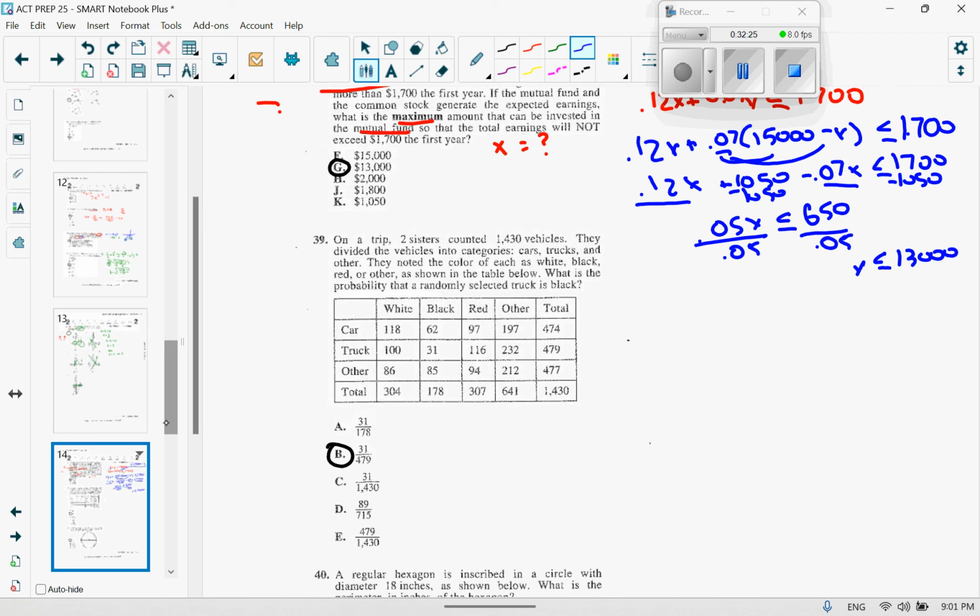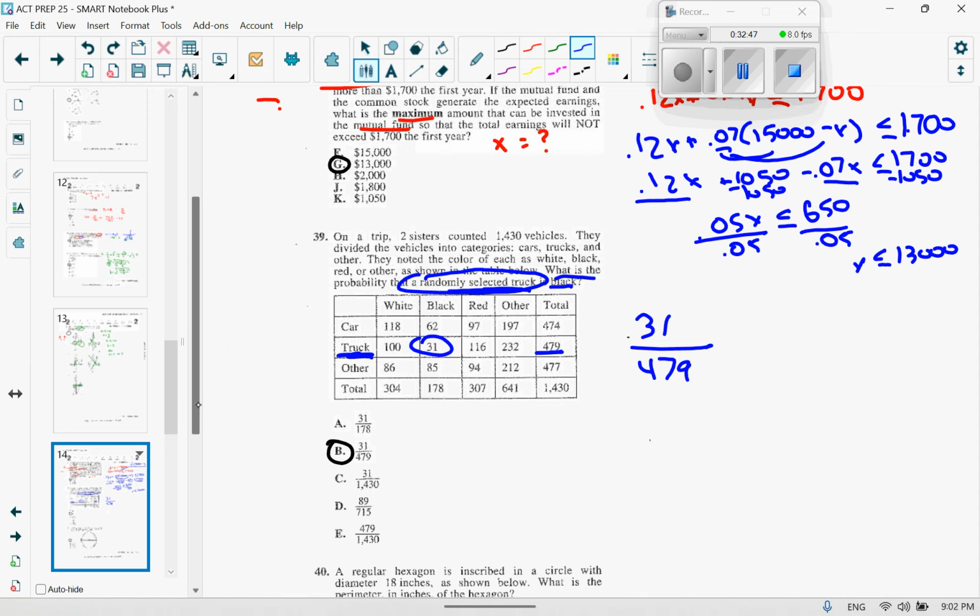This is a probability table. It says, what's the probability that a randomly selected truck is black? So I know I'm selecting a truck. So my total has to be from the truck total. So 479 is going to be my denominator. And then how many trucks do I have that are black? Which would be 31. So it's got to be letter B.